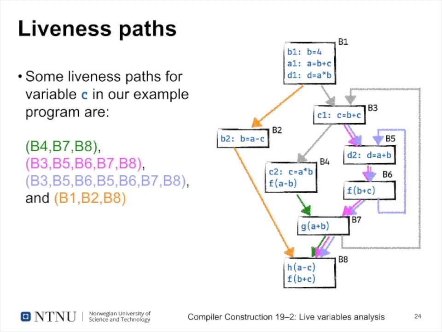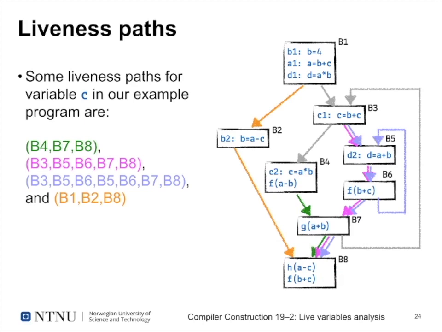So we can look at our program again, and we notice in color here some different liveness paths for our variable c in our example program. So we can start, for example, at this point here at basic block 4. So we're assigning a value to variable c here. Now this value gets propagated here. We're not doing anything with it in B7. We're propagating here to B8 where it's used, and then our program ends. So our green path might be one short option here.